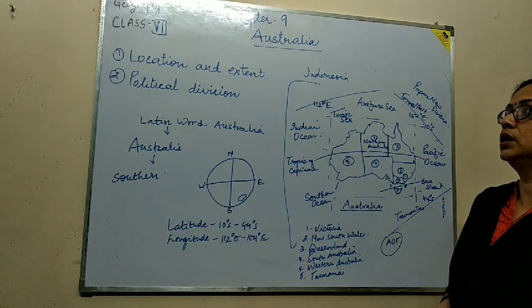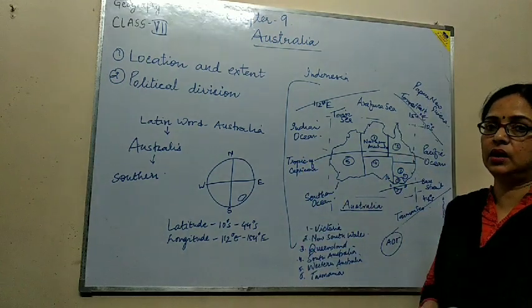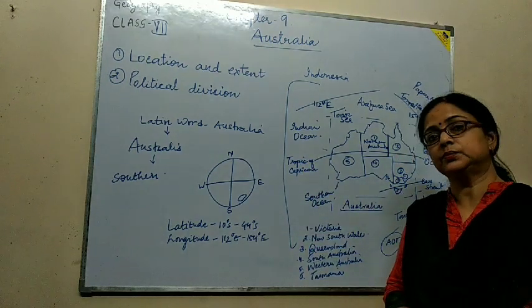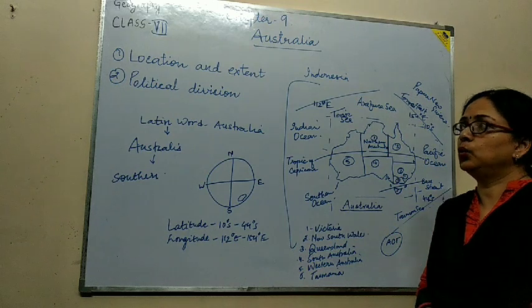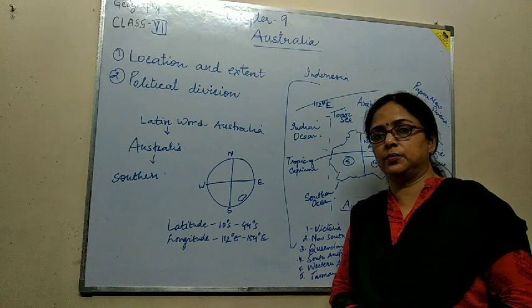So this is about the location and extent as well as the political division of Australia. In next class, we will discuss about the physical division of Australia.